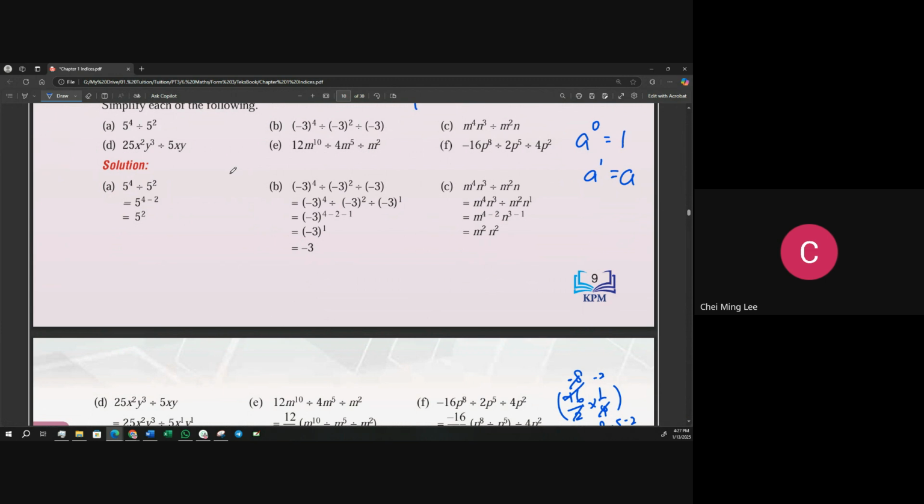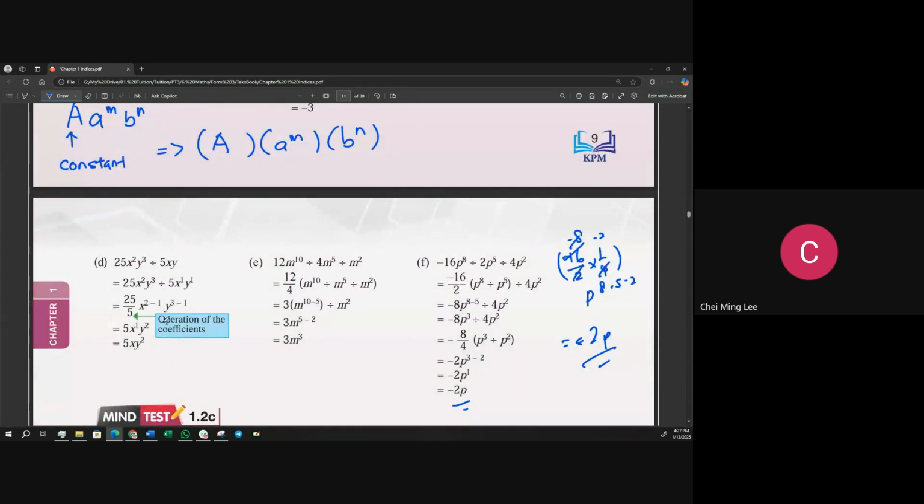Remember, when there is a number in front, like for example a m b n, this a is considered as a constant. So we will normally make it into a, m, b, n. So this is how we're going to do it. Okay, so for this one, 25 divided by 5 is left over 5.